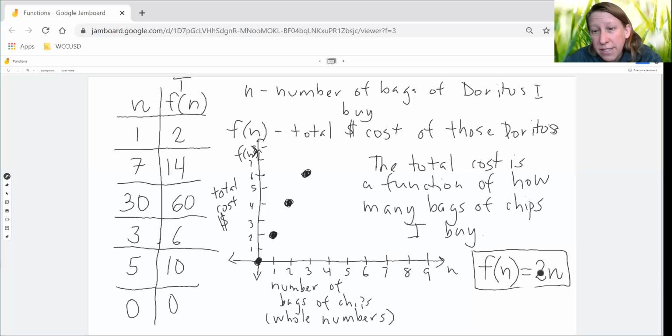The nice thing about this is if I know I'm going to buy 360 bags of chips, I don't have to keep counting on 2 every time. I can just take 365, I want a bag of chips for every day of the year, and multiply it by 2. If I was going to evaluate that, I would just put a 365 right in here, multiply by 2. That would tell me how much money I'm going to spend on Doritos if I eat a bag every single day of the year. So equations are really helpful if you want to do a problem using this situation, using this function.